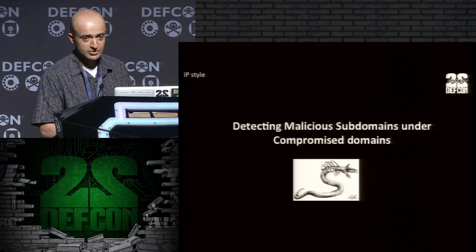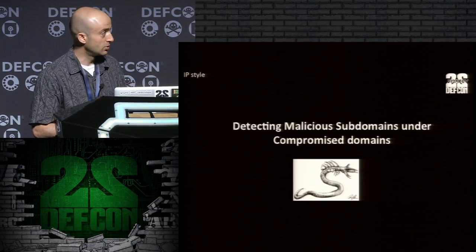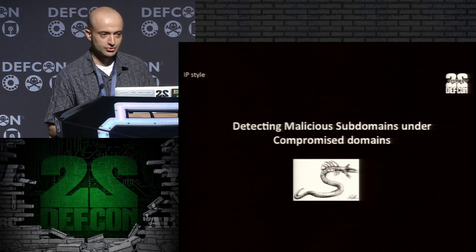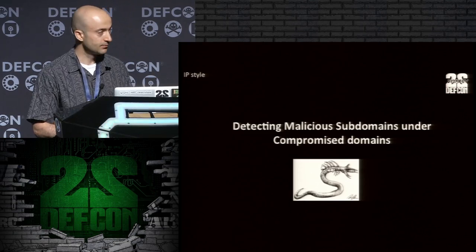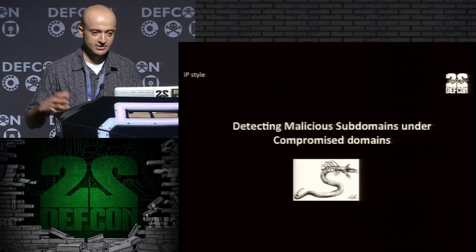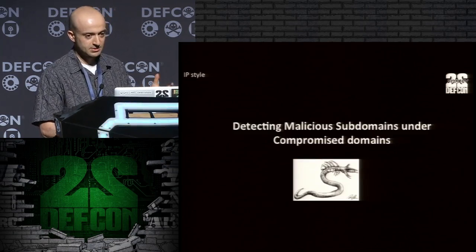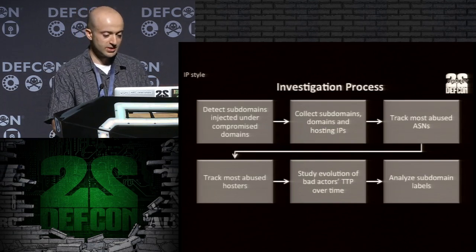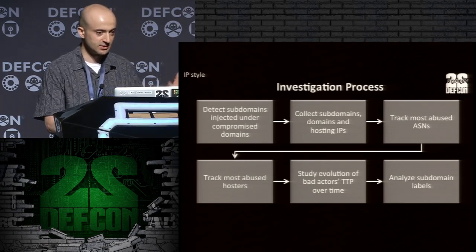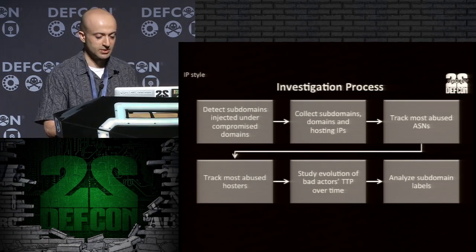Now over time we also saw that the adversaries were shifting MO. Now they know what we know. So the trend that we saw growing is that they started abusing compromised domains. Like domains that were benign, they just go and inject malicious subdomains under them. And we did a study about that. So we started detecting that, and we collected the IPs where these subdomains were being hosted.